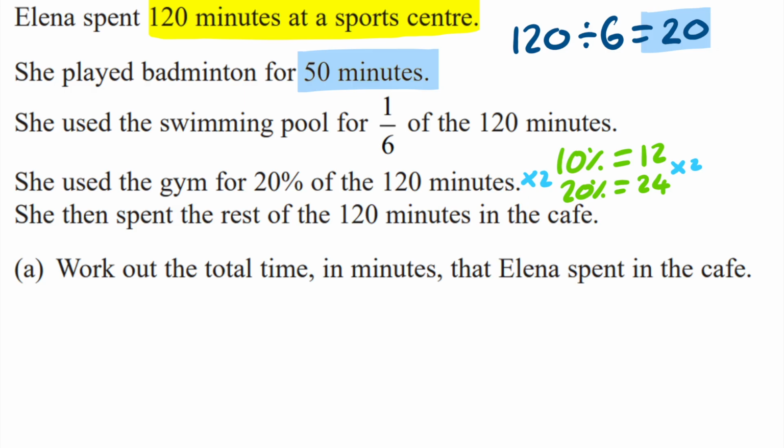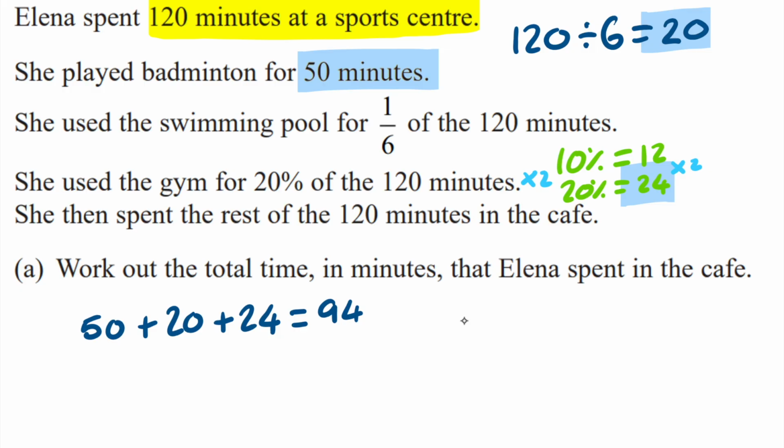So she spent 50 minutes playing badminton, 20 minutes in the swimming pool, and then 24 minutes in the gym. She spends the rest of the 120 minutes in the cafe. So we need to add those three up. So 50 minutes playing badminton, 20 minutes in the swimming pool, and 24 minutes in the gym. And when you add those all together, you then get 94.